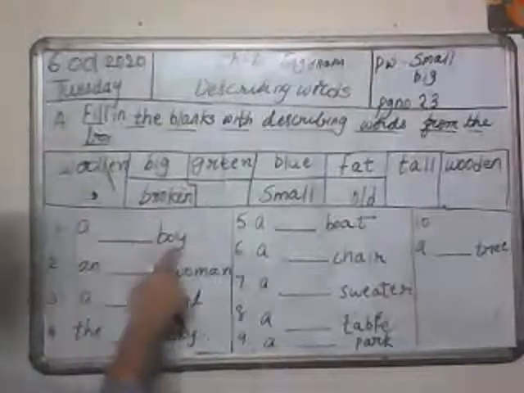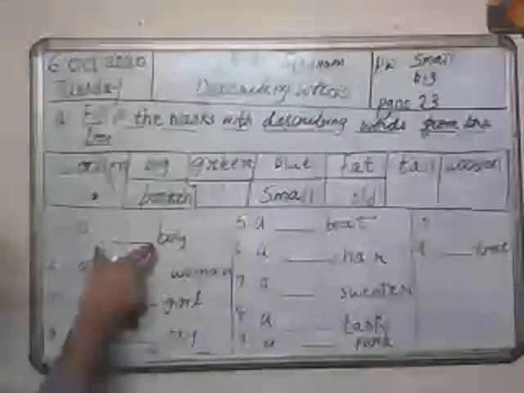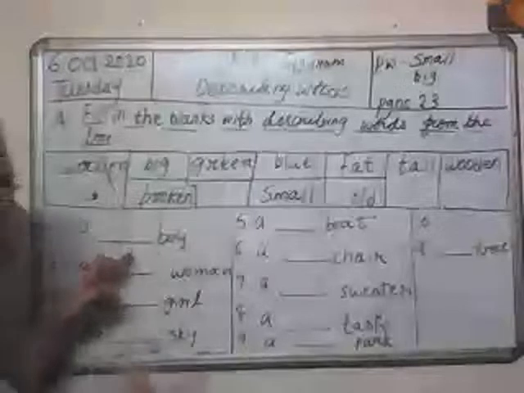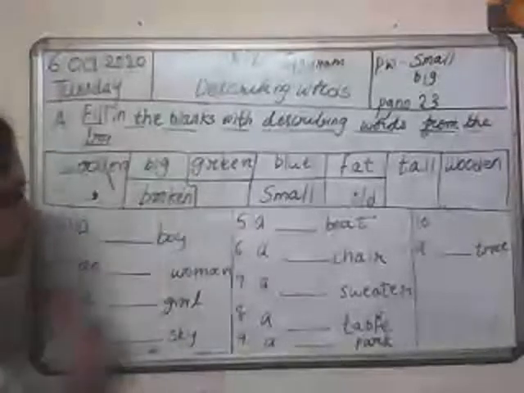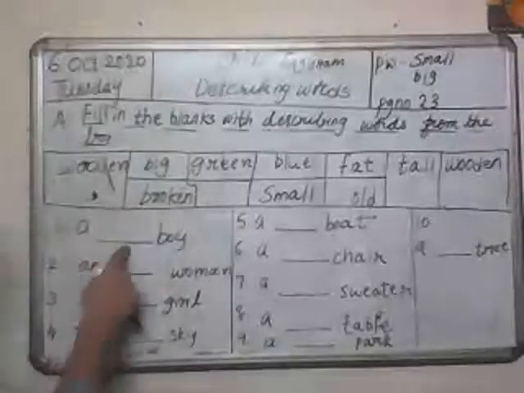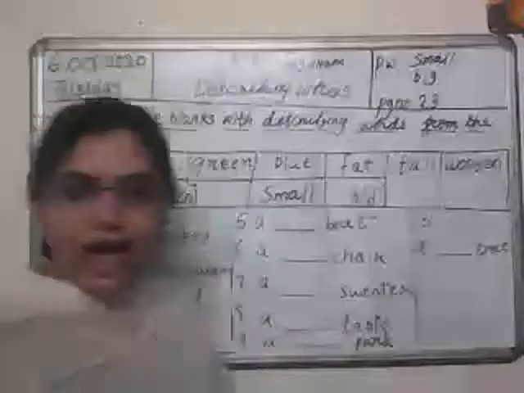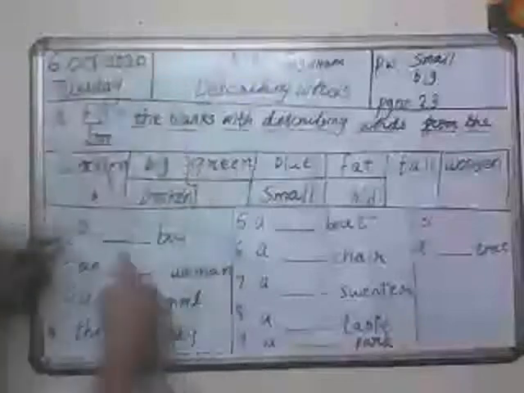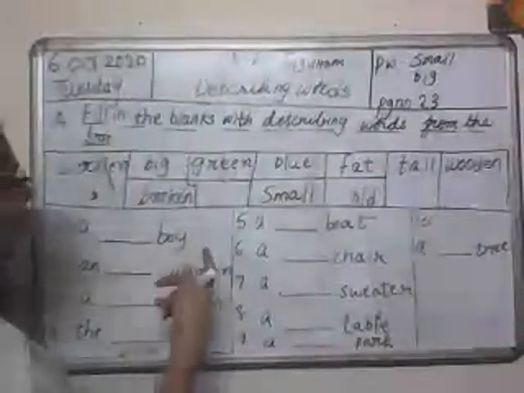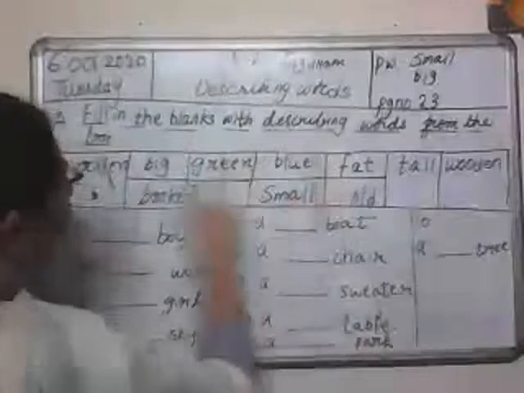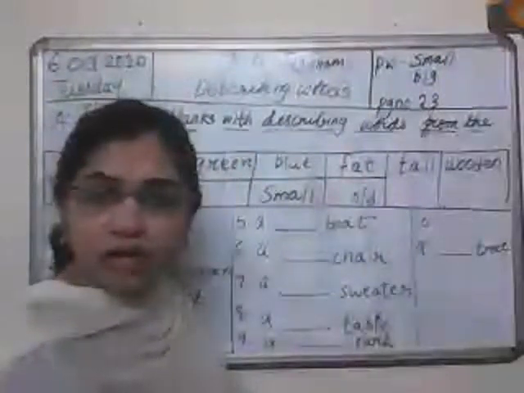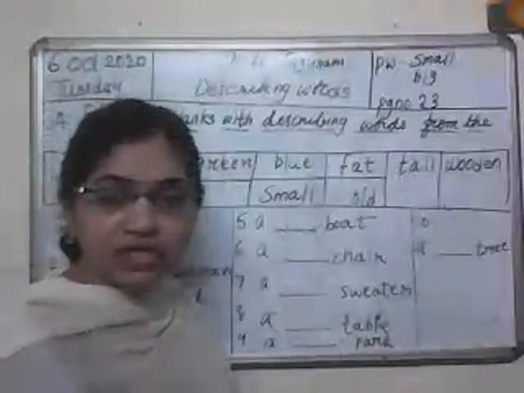A dash boy. We will read out each and everything here, and let's choose a suitable describing word. When I am saying a dash boy, as Kavlin is saying, a fat boy. So if you see fat, you can take fat. Why can't you take tall? Why can't you take small?